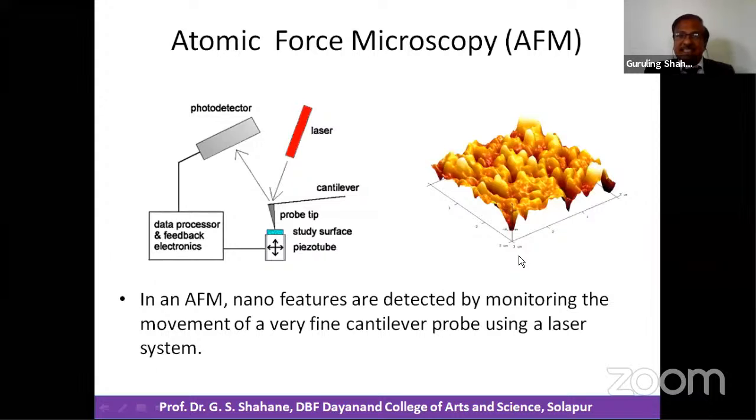But if your material is in the form of a film, we have to use atomic force microscopy to get its surface features. It is again based on a very simple principle. A laser beam falls on the tip, the tip moves on the surface, and as it moves up and down, the reflected laser beam intensity changes, which is detected by the photodetector. This technique is useful to get surface information, surface roughness and other parameters of the film.